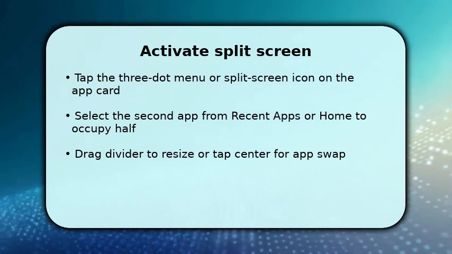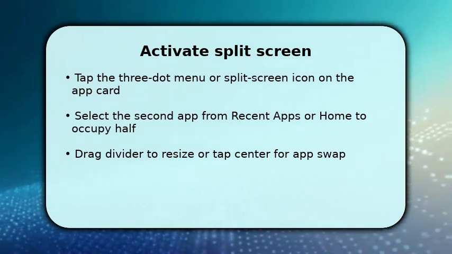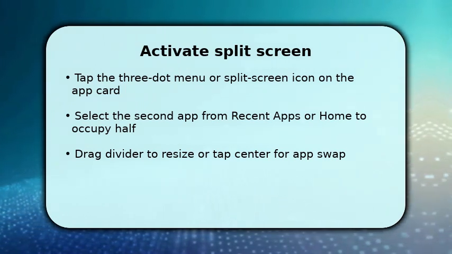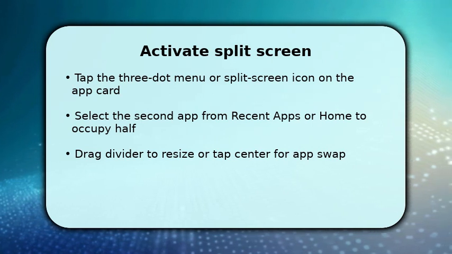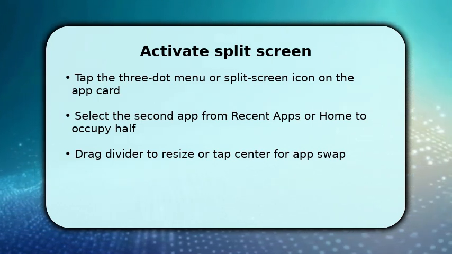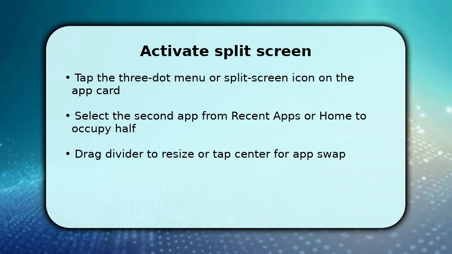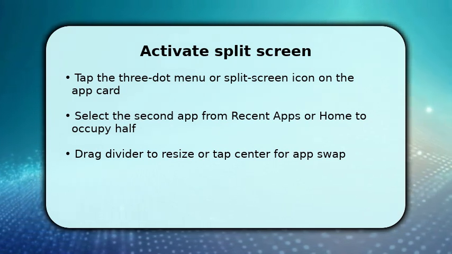Tap the three-dot menu or the split screen icon on the top app card. The top app pins to the upper half. Next, pick the second app from recent apps or the home screen to fill the lower half. You can drag the middle divider to change proportions.